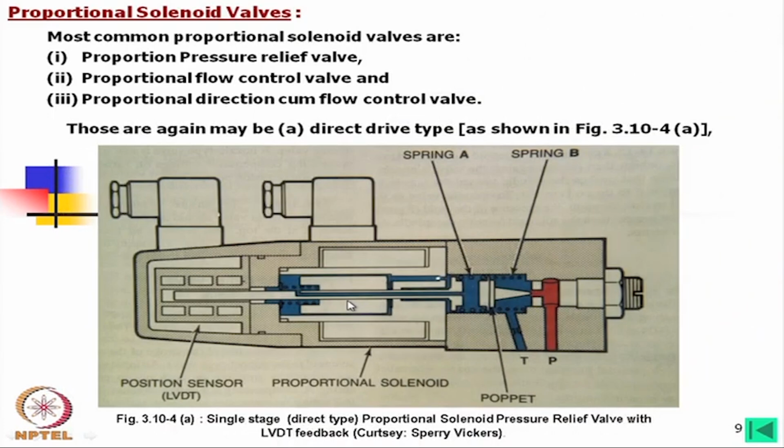Now, here is a direct drive proportional control valve. Those may be direct type as shown in this figure, and direct type means this is the proportional solenoid. So, this is an input to this proportional solenoid, and this is the input to the feedback system.